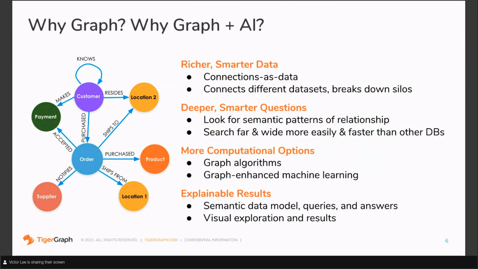So you have richer data because you're not just having isolated facts or objects, you're seeing how they relate to one another. And it also very naturally breaks down your data silos. What is the challenge when you have data in different data sets and you want to somehow merge them? Well, you can very simply just connect things that are supposedly the same or that are related to one another. You can still have graph 1, graph 2, and then you just establish some connections between them, and now you have one graph. And so once you have this, then you can start to ask deeper and smarter questions.